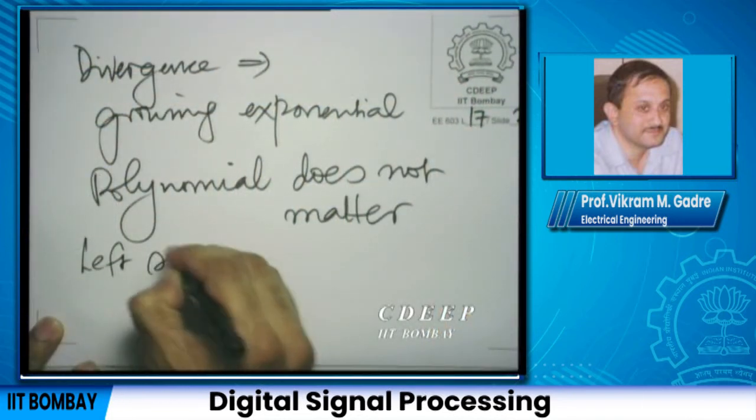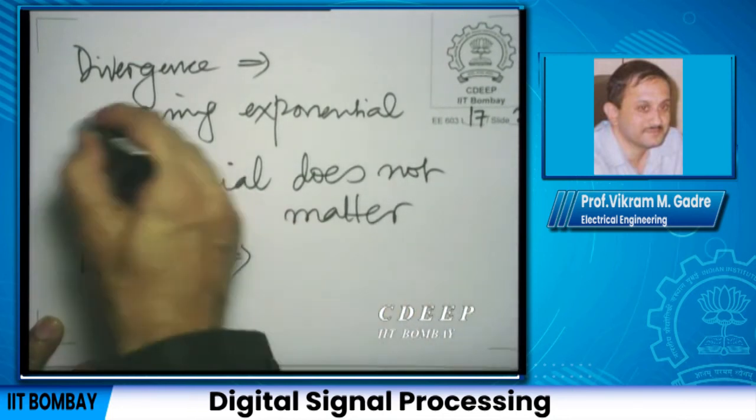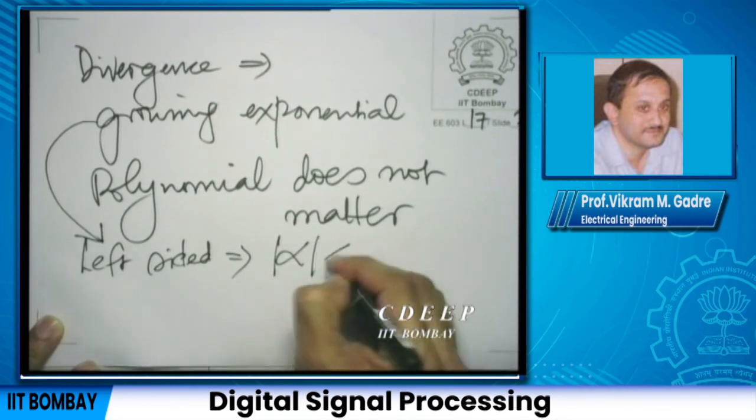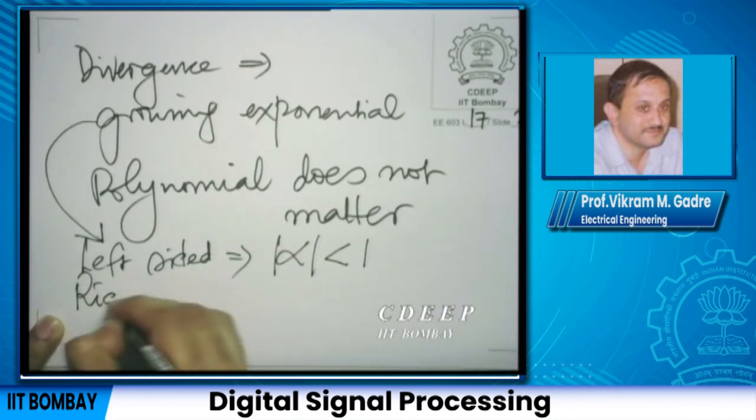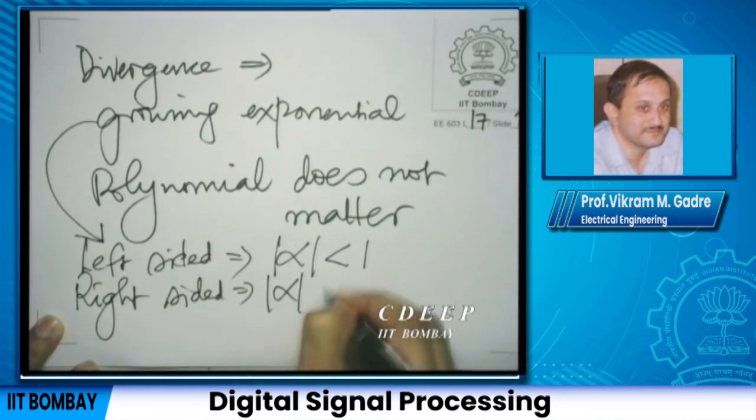So, you see, left sided means if it is a growing exponential and left sided, that means mod alpha is less than 1. If it is a growing exponential and right sided, it means mod alpha is greater than 1.